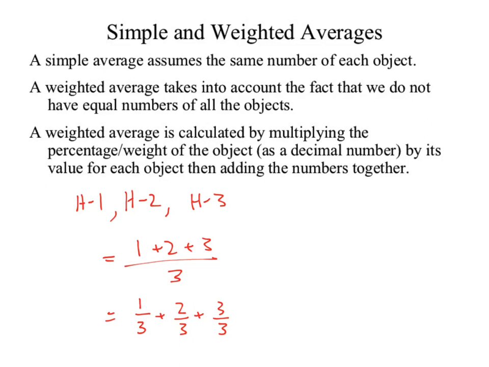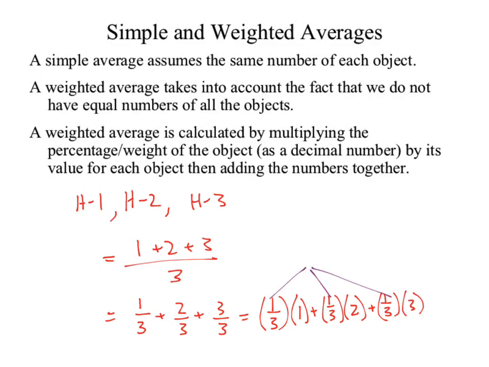Everybody okay with that? Okay. This is the same as saying 1 over 3 times the mass of protium, prot 1, plus 1 over 3 times the mass of deuterium plus 1 over 3 times the mass of tritium. What are those 1 over 3s? The percent of each isotope.